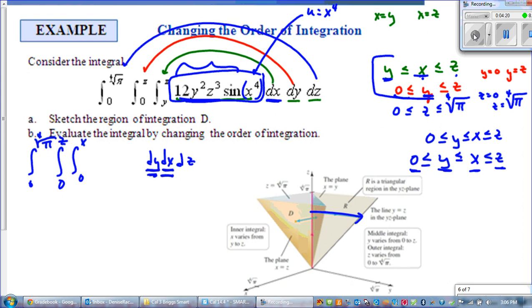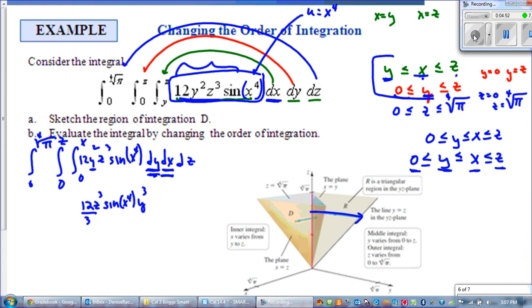And then our function remains the 12y squared z cubed sine of x to the fourth. But now if you're integrating with respect to y first, here's the only y in that expression, so the rest is just a constant. Okay, so integrating with respect to y, we'll have 12 z cubed sine of x to the fourth, which is a constant, times y to the third over 3.